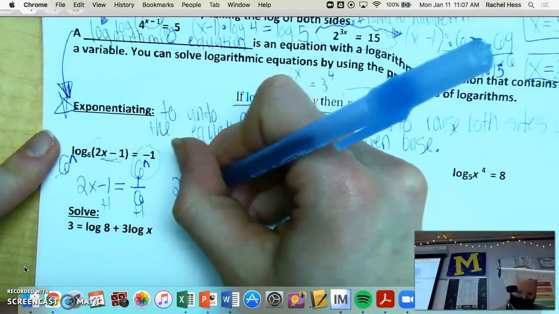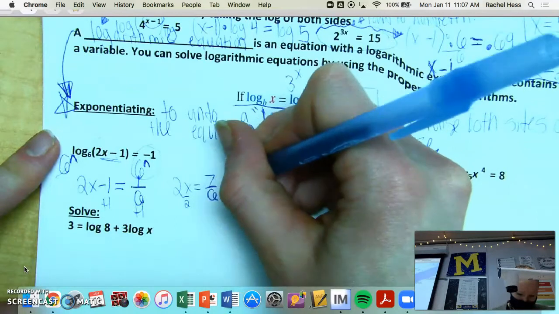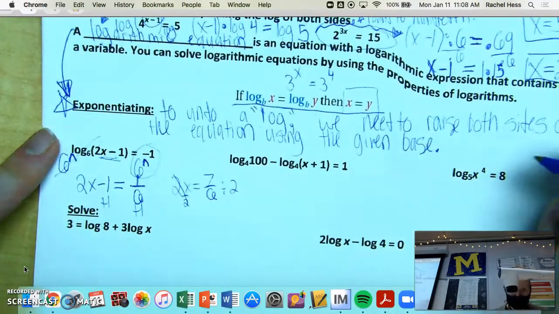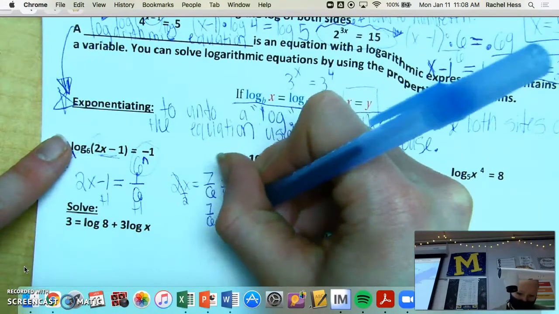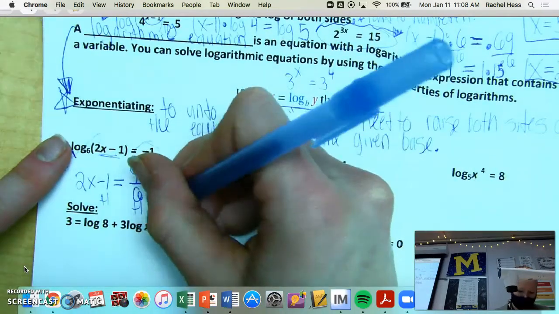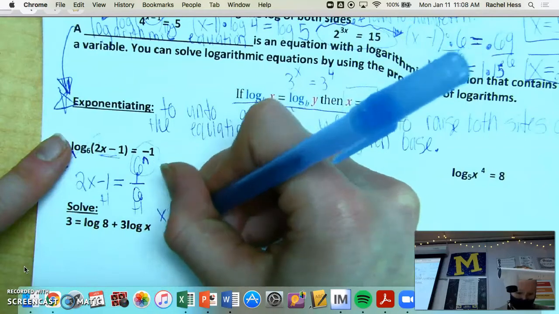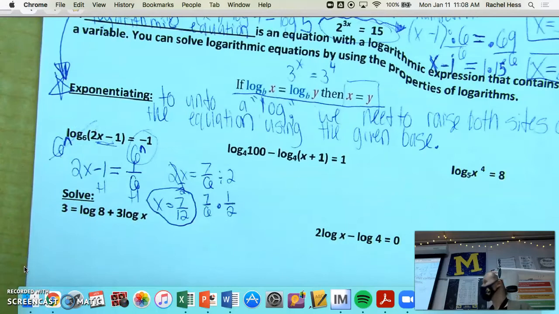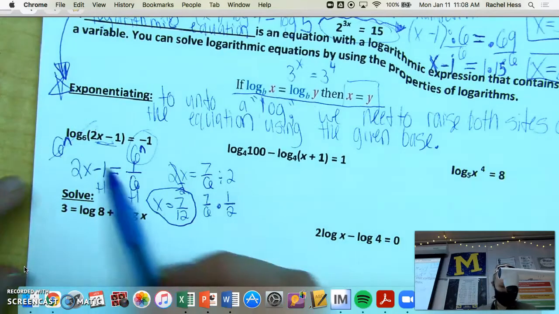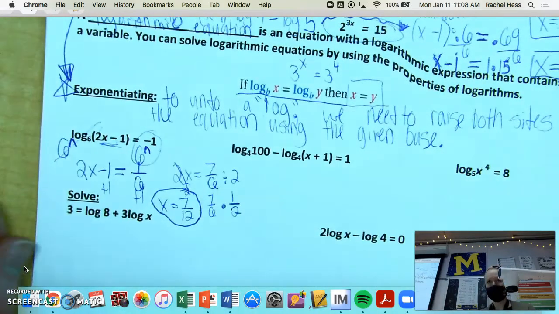And then we're going to divide by 2. And when we do that, remember we have to keep the 7/6, change to multiplication, flip the fraction to get x equals 7 over 12. I know I solved for x really fast, but that big step I wanted to address was the exponentiating there, right?